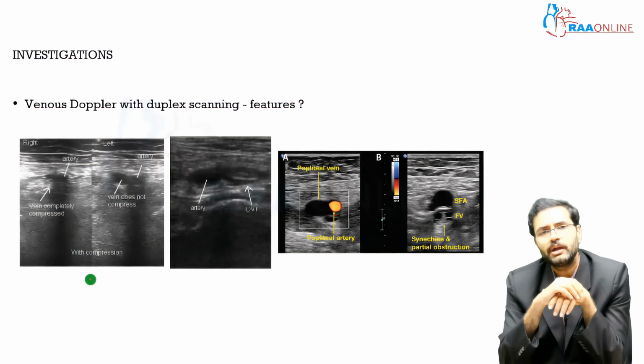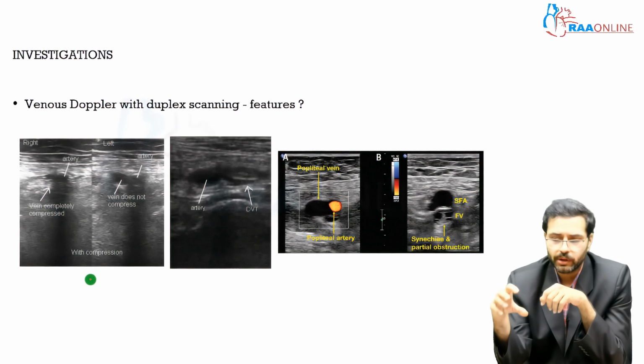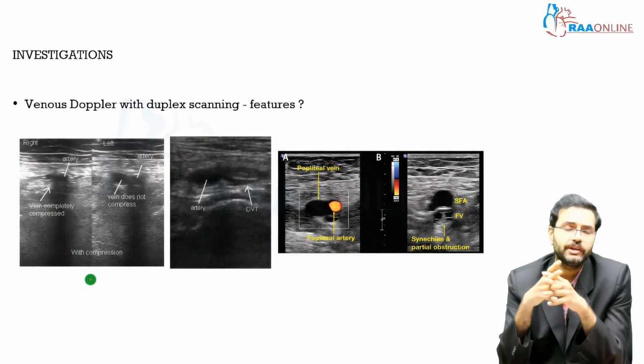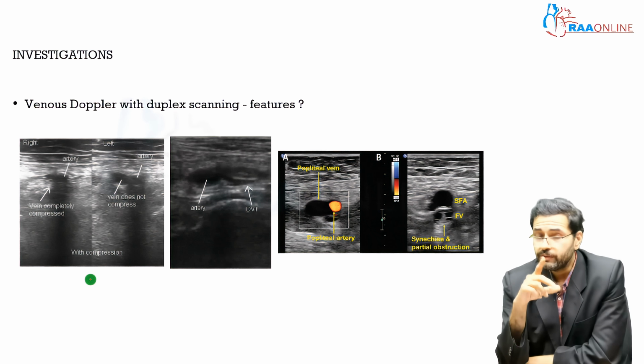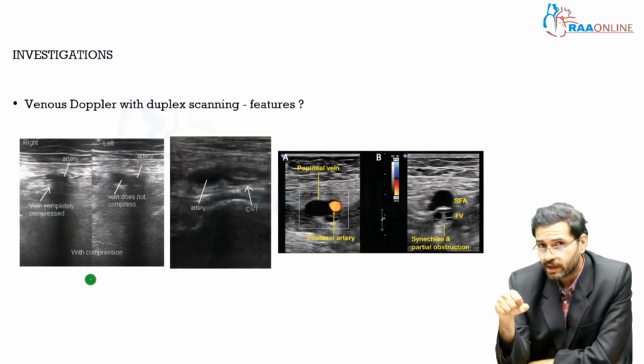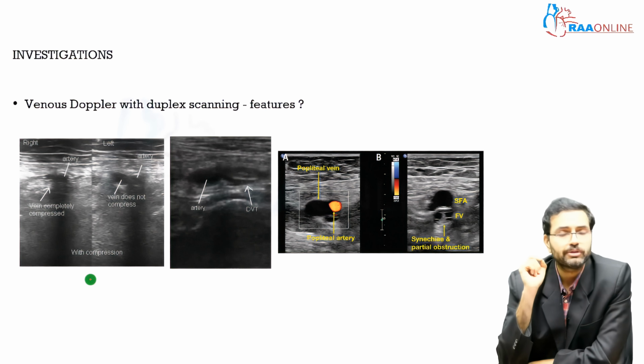Also, a very important point to be remembered is that when you apply compression over the cuff, there is augmentation of venous flow. So absence of this augmentation of venous flow in a venous Doppler on compressing the cuff would mean that the venous flow is obstructed, possibly by a deep vein thrombosis.